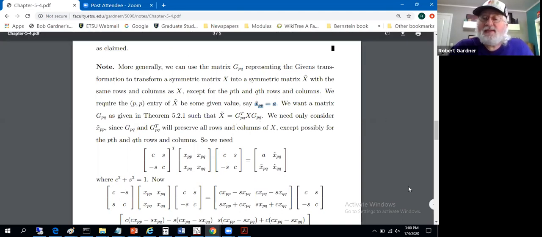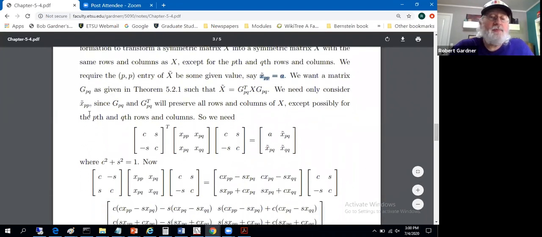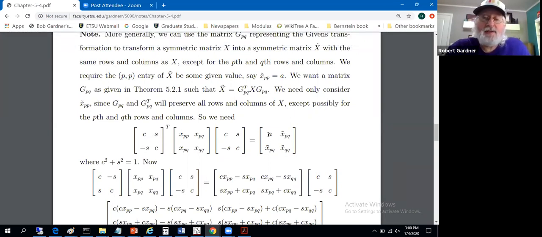We'll only need to consider the X tilde pp entry, the value A, since G sub PQ and G sub PQ transpose will preserve the rows and columns of X, except for possibly the P and Q rows and columns. So the question is, what do you choose for C and S, such that in that Pth row and Pth column, we get the appropriate kind of behavior? My only real constraint is we want to get an A out in the PP position.